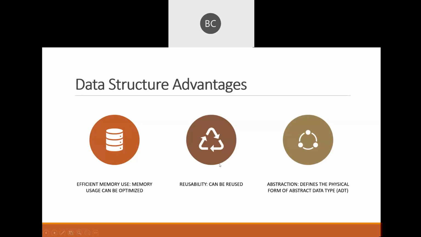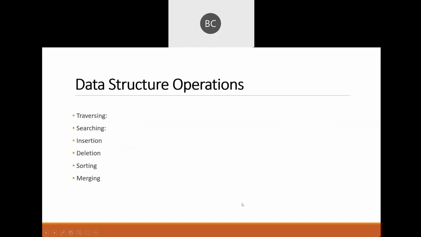There are different operations we can do in a data structure. These operations are common in all types of data structures, and we are going to learn them later. They are traversing, searching, insertion, deletion, sorting, and merging. Just from the name itself, you can understand what they are. Traversing means you are going to visit each and every element stored in the data structure in some particular fashion based on your particular operation.